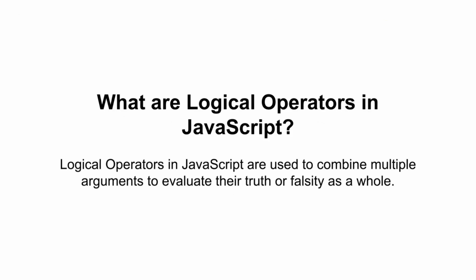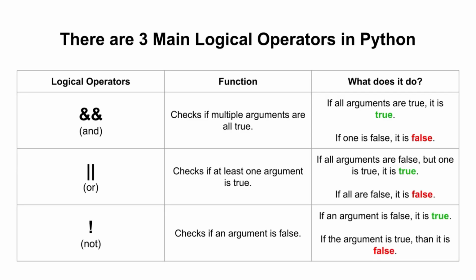In today's video, we will learn about logical operators in JavaScript. What are logical operators in JavaScript? Logical operators in JavaScript are used to combine multiple arguments to evaluate their truth or falsity as a whole. There are three main logical operators in JavaScript.